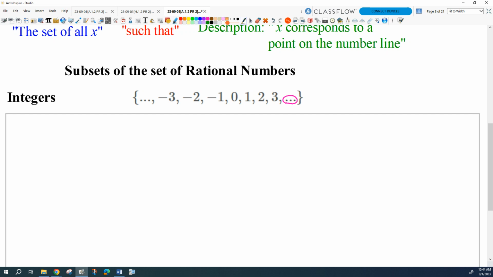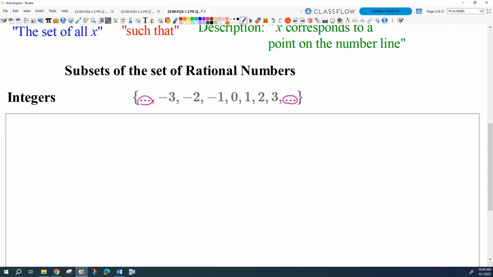Same thing in the other direction. We start at 0, we're going to go down to -1, -2, -3, and so on. Keep going forever. So we can do it that way. Okay. There's our next subset of rational numbers. We're just going to restrict ourselves only to stuff like this.